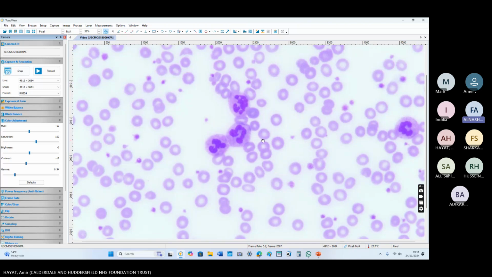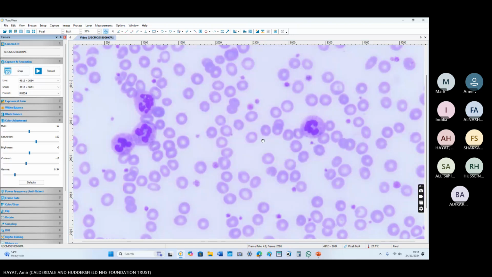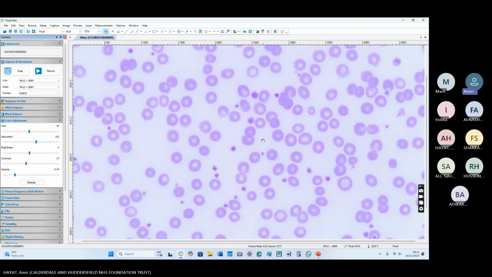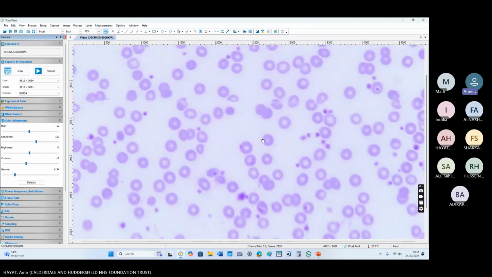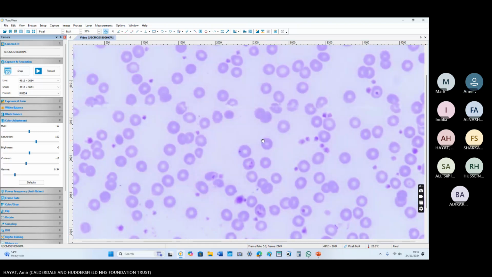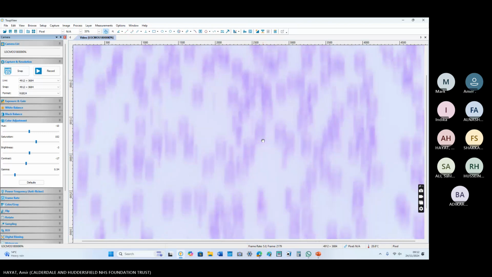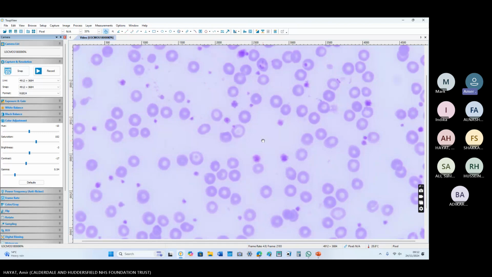One more hypersegmented neutrophil, folate deficiency. The patient had low folate, so we thought that the segmentation is because of the low folate. This patient's coagulation screen was abnormal as well. So what was the fibrinogen? The fibrinogen was low. It was 1.0 or 1.1 like that.